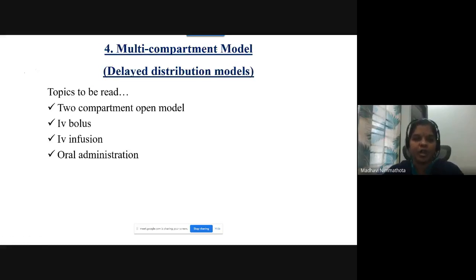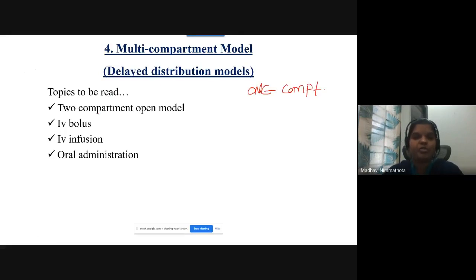Today I am going to start about this multi-compartment open model. This is under unit number 4 under pharmacokinetics, right? Till now we have seen about one compartment open model, but this is multi-compartment open model.